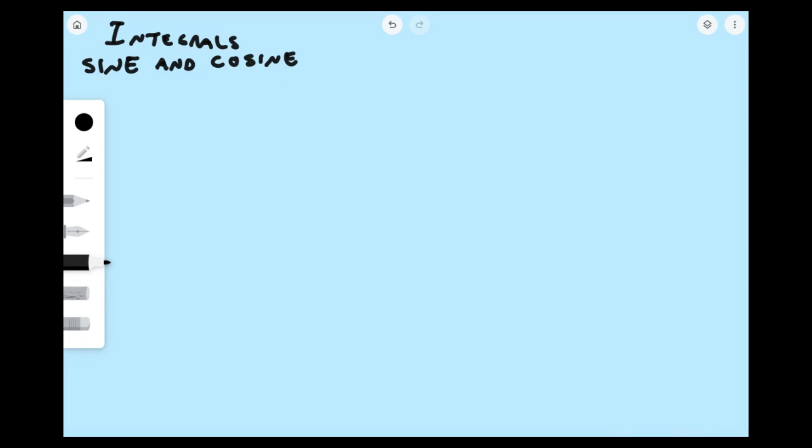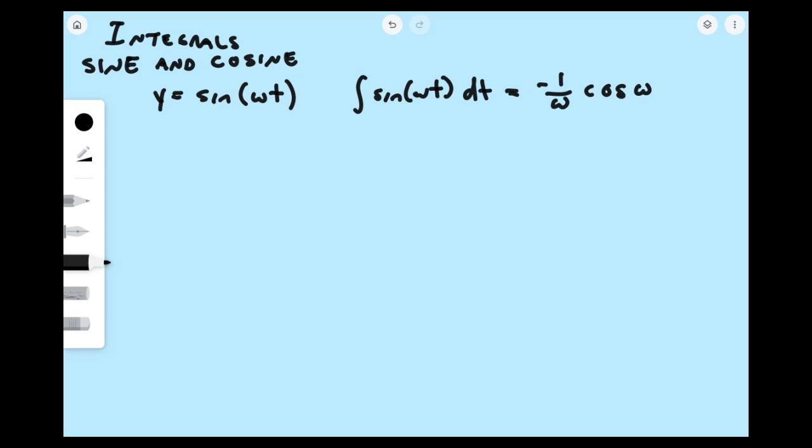Let's look at integrals for sines and cosines. Let's start with y equals sine omega t, where t is time. The integral of sine omega t with respect to time is negative 1 over omega cosine omega t.